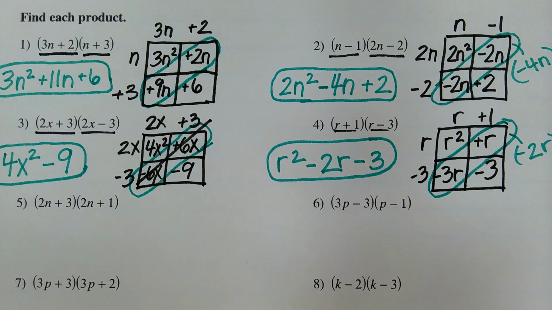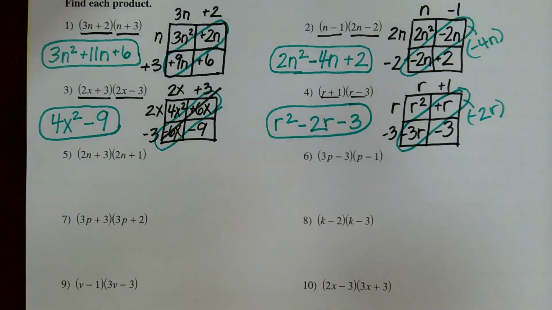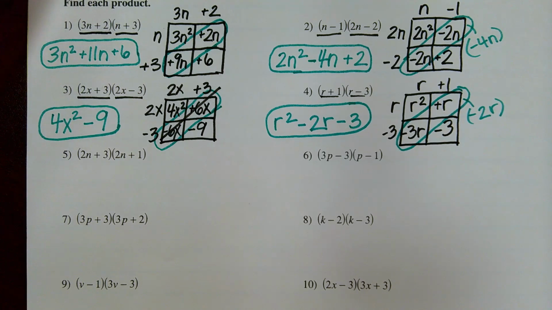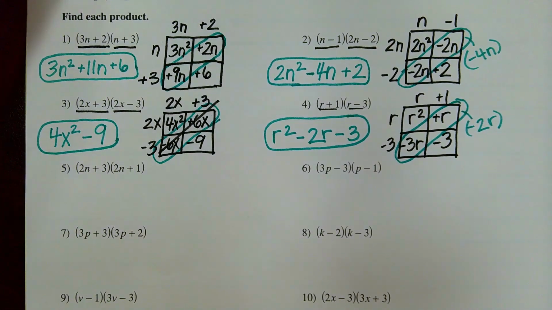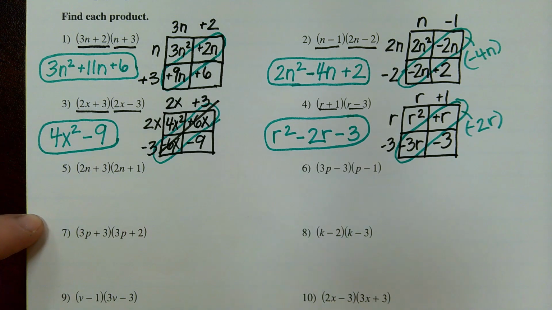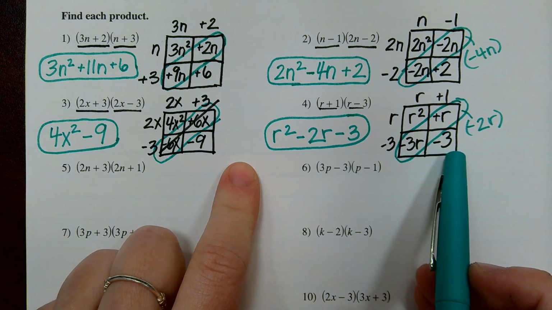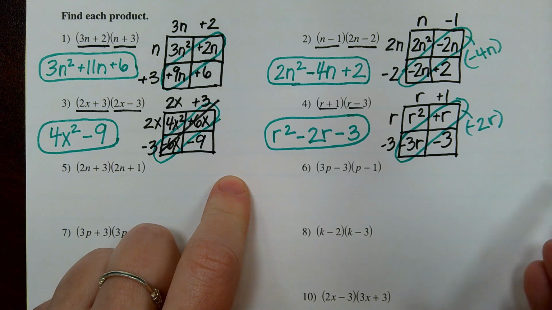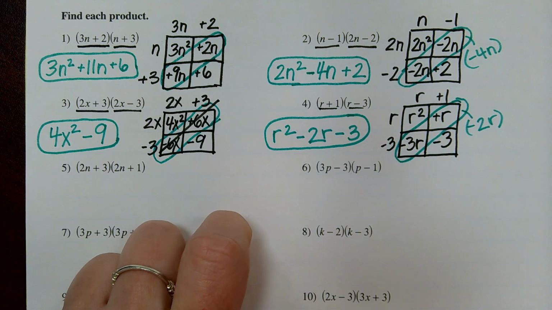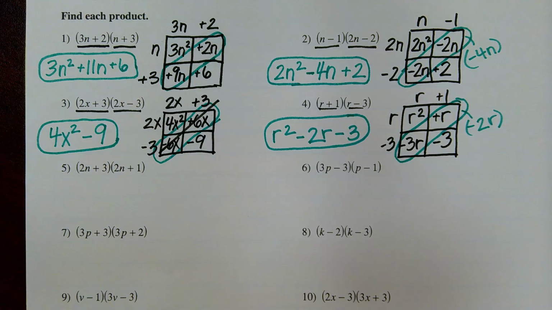Wait, for the rest, do we have to use the box? No, you do not. So let me explain that to everybody. We are going to set a nice long timer, probably about 20 minutes or so, and I want you to just work on these as far as you can. I'm going to come around and be available to help. You do not have to use the box method. If you prefer FOIL, do that. I just wanted to show you one more way in case this is easier for you. Both ways work the same. They will get you the same answer.